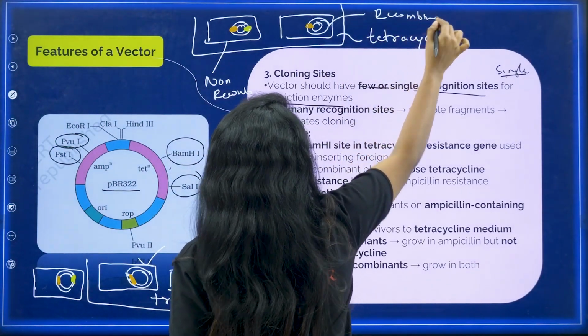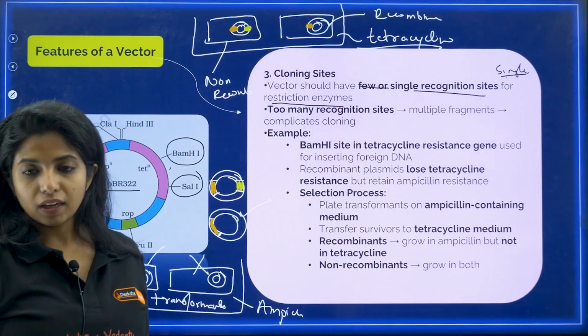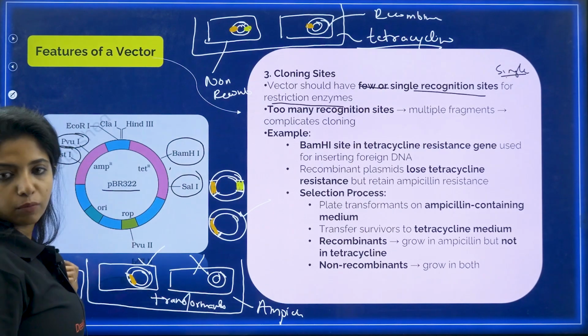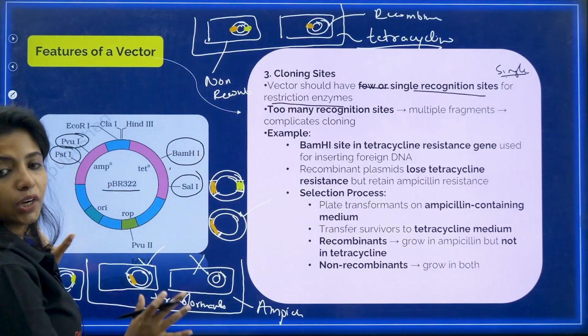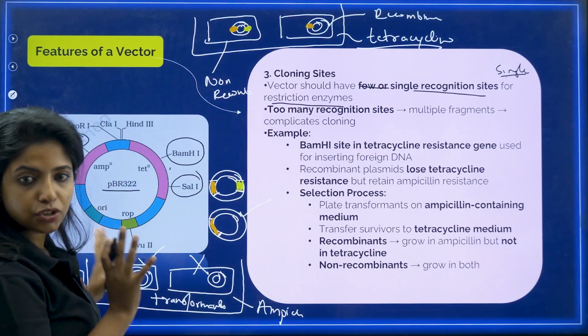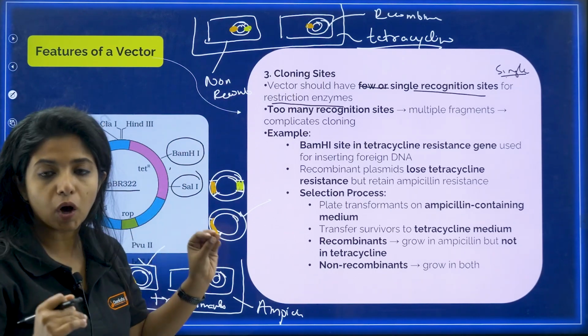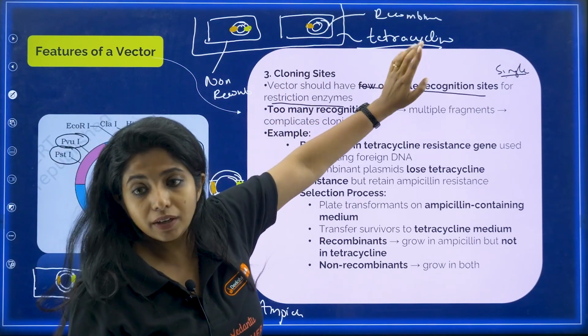How do we find out? We put in tetracycline. Initially we put in ampicillin, both of them were able to survive because both of them had it. So they were transformants. At least the new plasmid got into the E. coli. So this E. coli is transformants. But I have to make sure whether it's recombinant or not. So what do I do? I treat it with tetracycline.